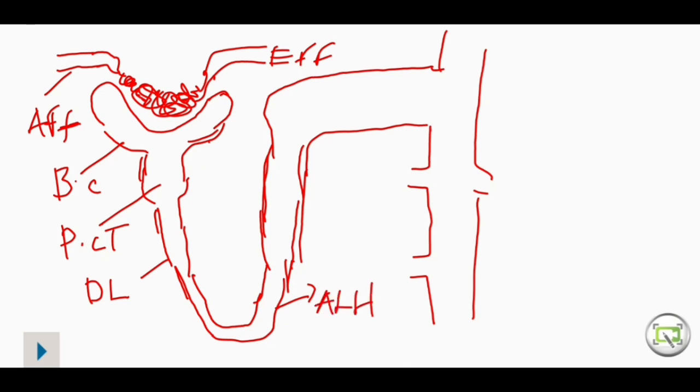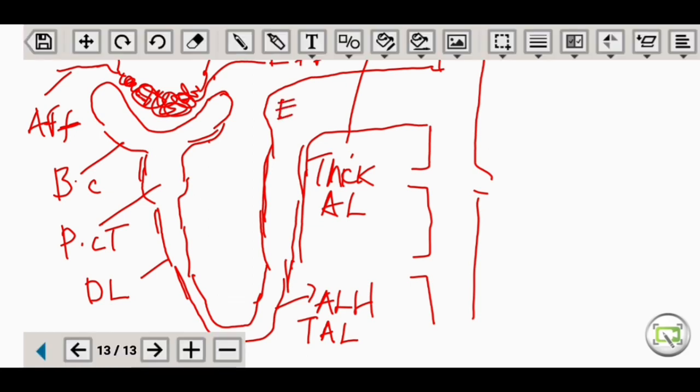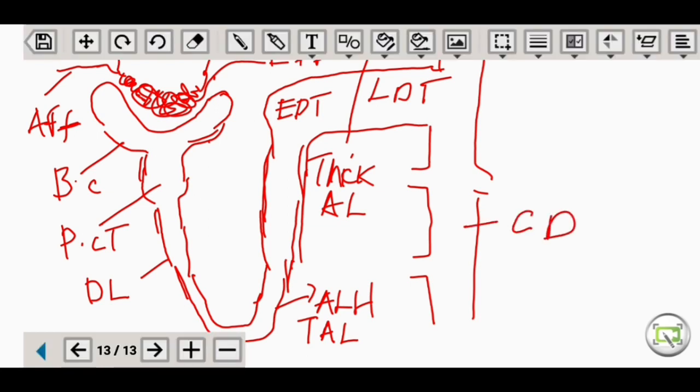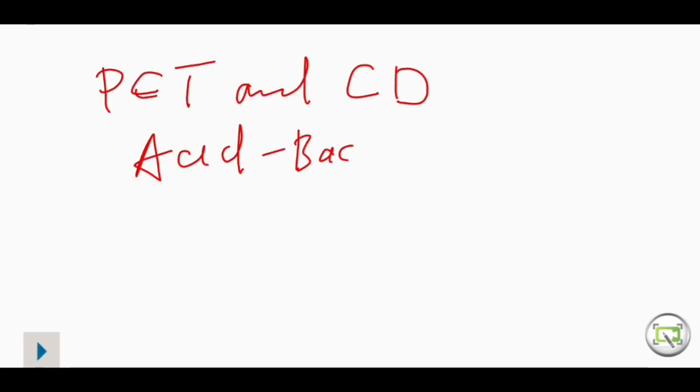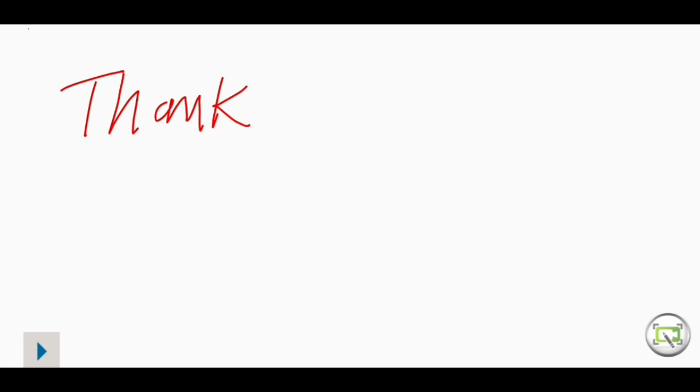We also have the thin ascending limb of the loop of Henle. Then the next segment is the thick ascending limb of the loop of Henle, and the distal tubule, which is divided into two: the early distal convoluted tubule and the late distal convoluted tubule. And the final tube of the nephron is the collecting duct. The distal convoluted tubule and the collecting ducts are responsible for acid-base balancing, which we are going to talk about in the next video.